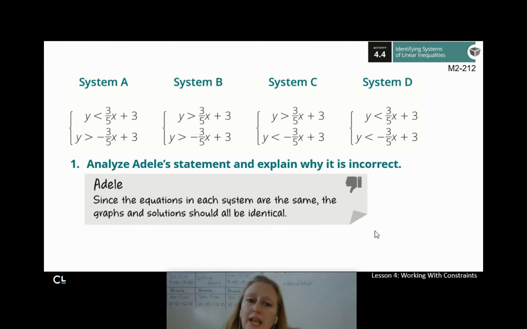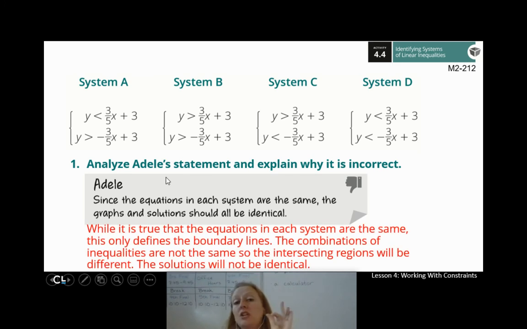So Adele said, since the equations in each system are the same, the graphs and solutions should all be identical. Well, except that's not true, right? Because which side gets shaded is going to change our solutions, doesn't it? So she is right that the equations would be the same, but that only defines the boundary lines.